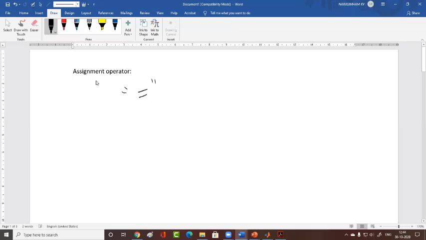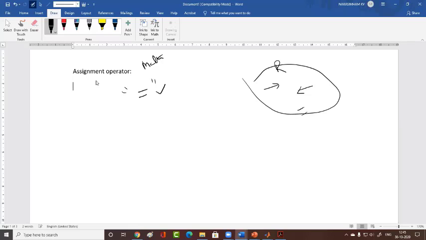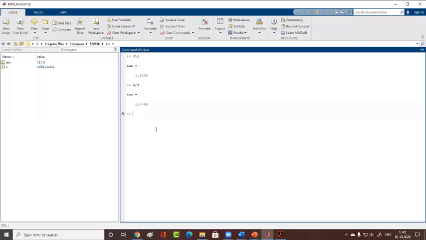But in R programming, we will use right arrow and left arrow. But in MATLAB, we will usually use the equals to symbol like C programming. So this is also applicable in R programming, but that one is totally different. So assignment operator is the equals to symbol.